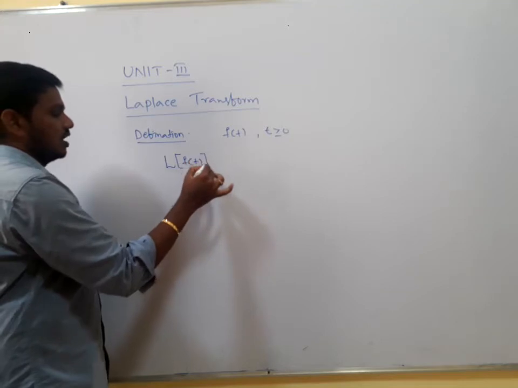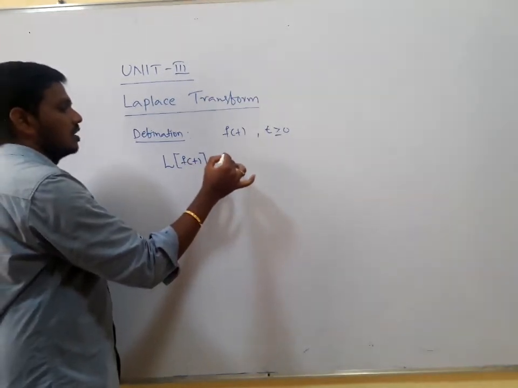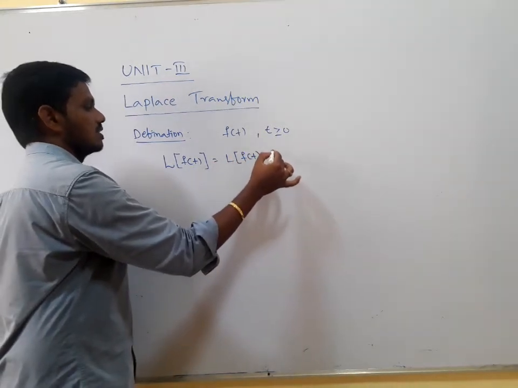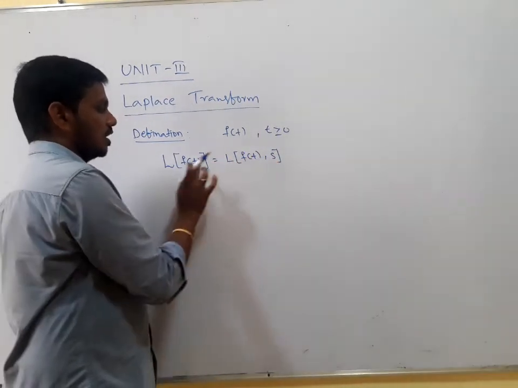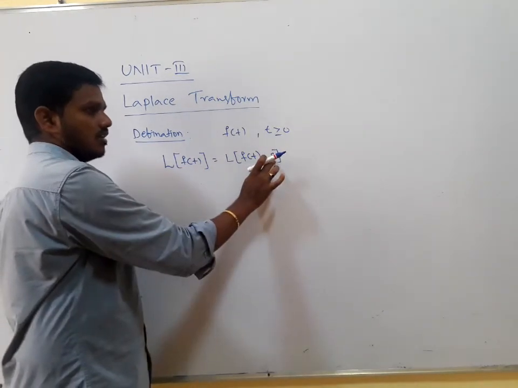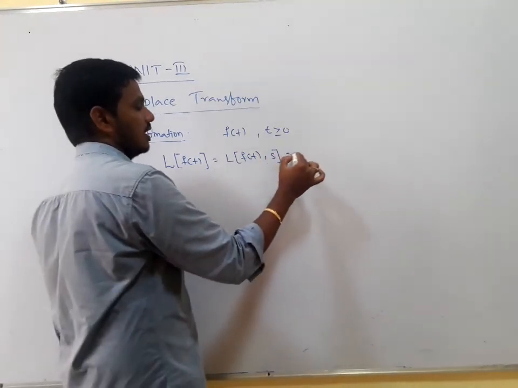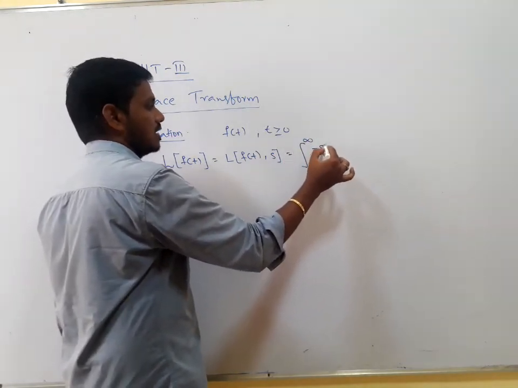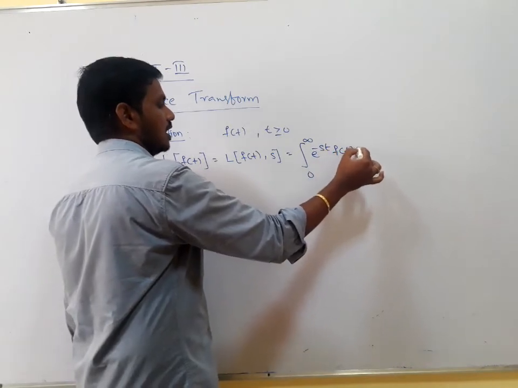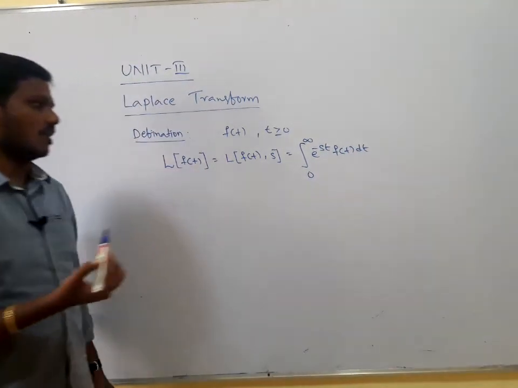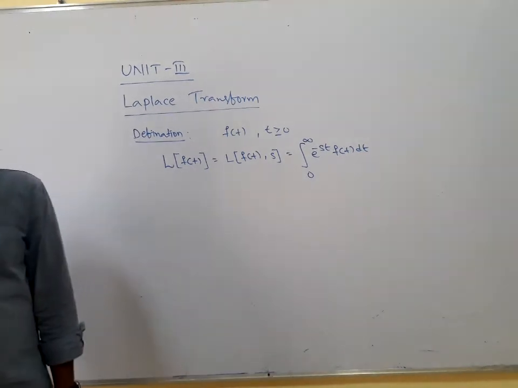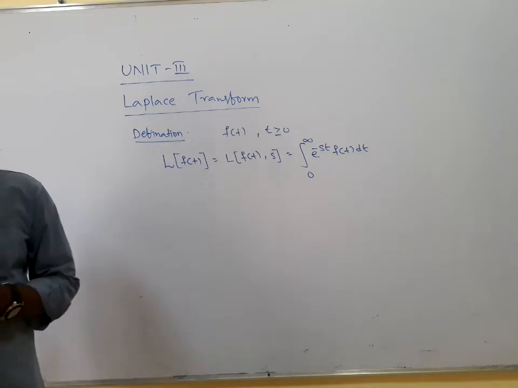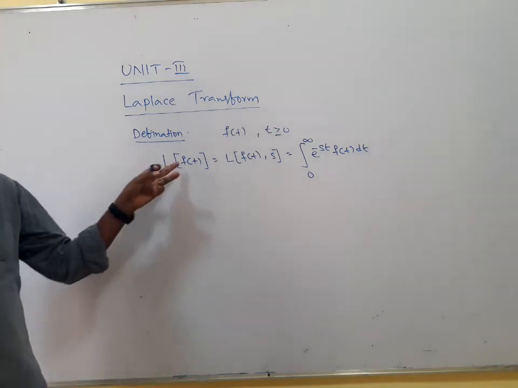Sometimes we write it as the Laplace transform of f of t comma s. Here the input is a function of t, the output is a function of s. That's why I am writing it here. It is defined by an improper integral from 0 to infinity of e to the power of minus st f of t dt. Here f of t is a real valued function defined for every t greater than or equal to 0. Then the Laplace transform of f of t is defined by L of f of t.